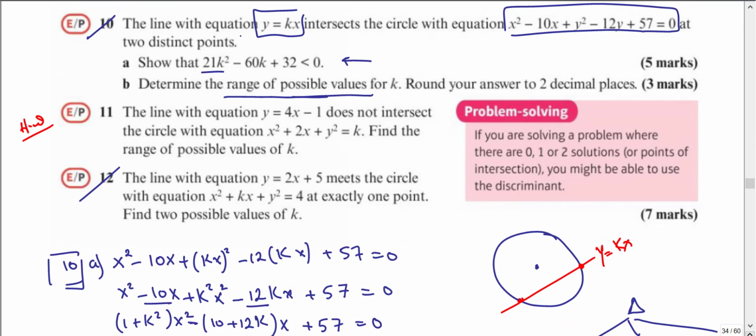So for number 10, they say the line with equation y equal kx intersects the circle x squared minus 10x plus y squared and so on at two distinct points. And I asked you, what do you conclude? You said the discriminant, which is b squared minus 4ac, is greater than 0, right? How to get the discriminant? First, we need to substitute. Take this and substitute here. Y equal kx. So you go to this y and you replace it with kx. And there is power 2, so you make it power 2. Same for this y here, you replace it with kx.